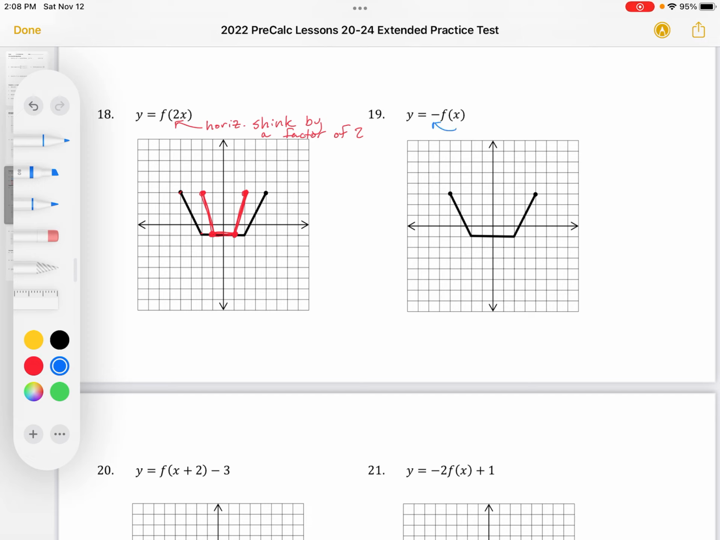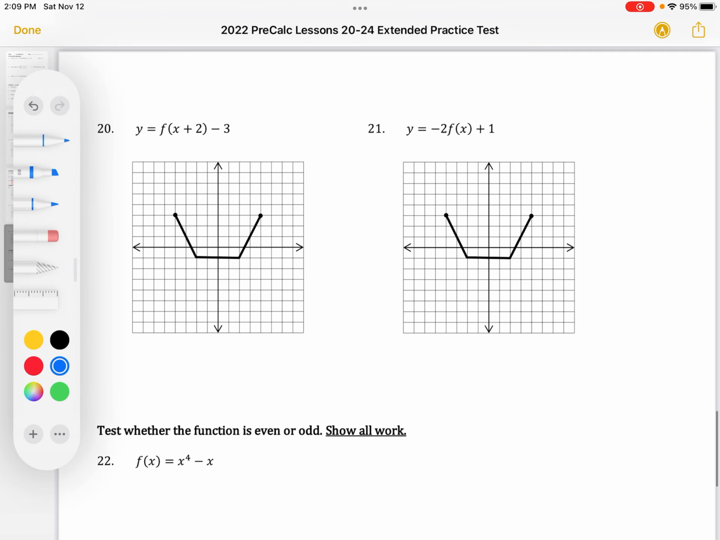All right, and then 19 is just a reflection, and it's actually going to reflect over the x-axis. All right, so this is our x-axis right here. This point is 3 above. It's going to reflect and be 3 below. This point is 1 below. It's going to reflect and be 1 above. And then the same idea over on the right side. So these are my final 4 points. If you connect them, then this is your new function.